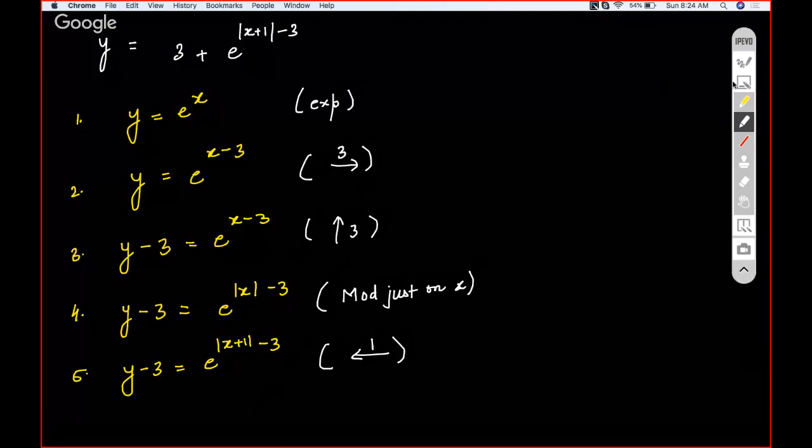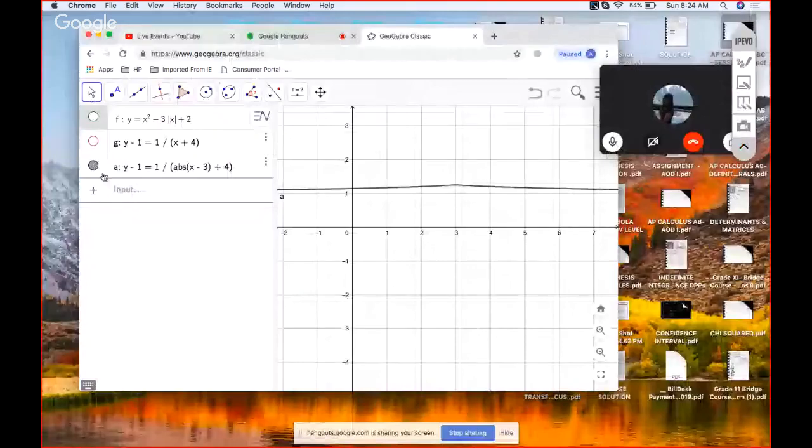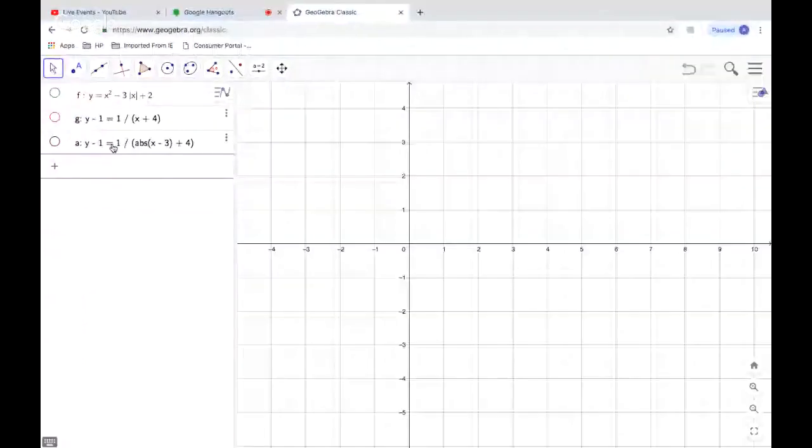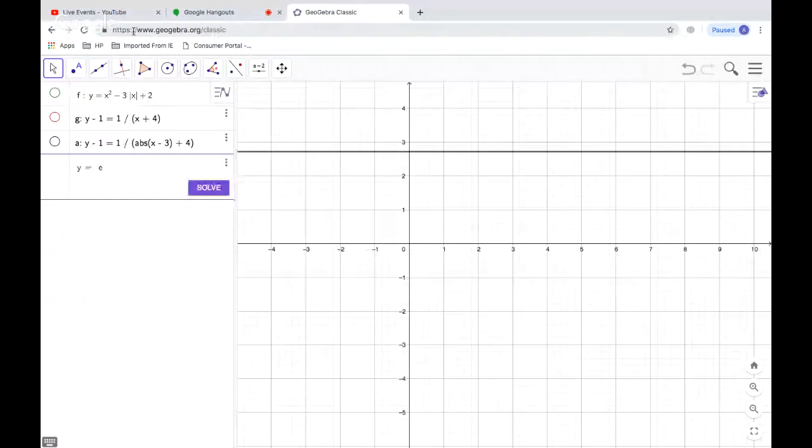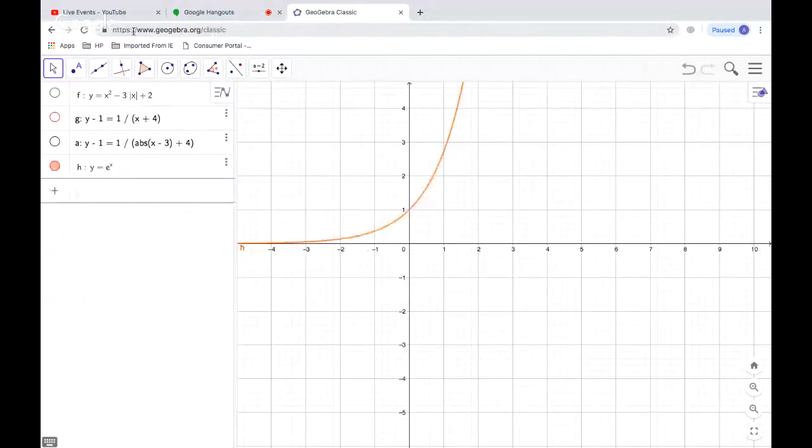We have y is equal to e to the power x first. Next, we are going to change x with x minus 3. So here itself I can make that change.